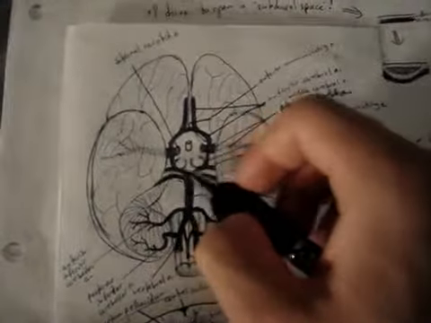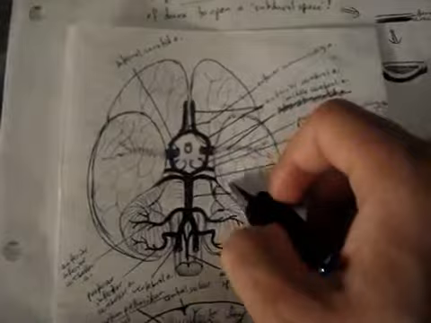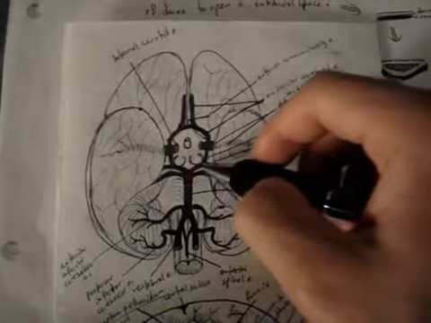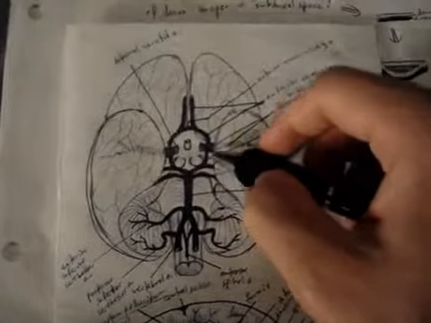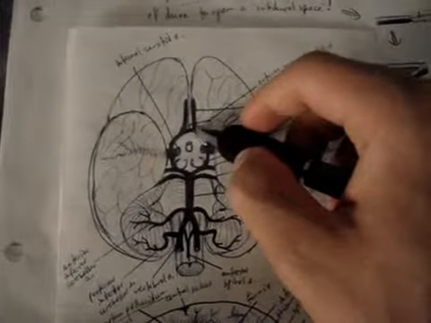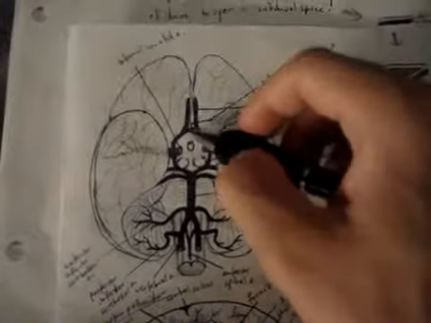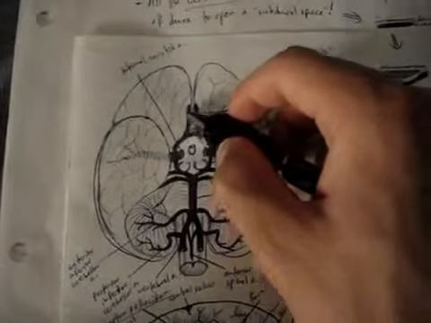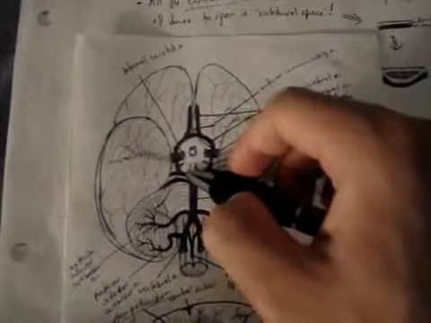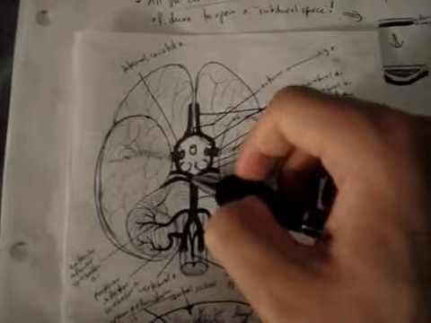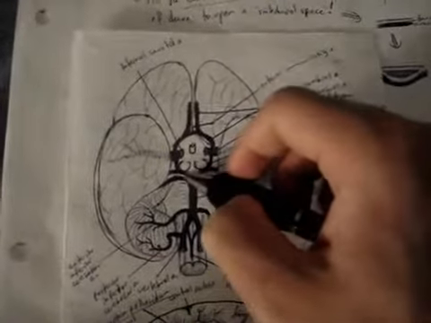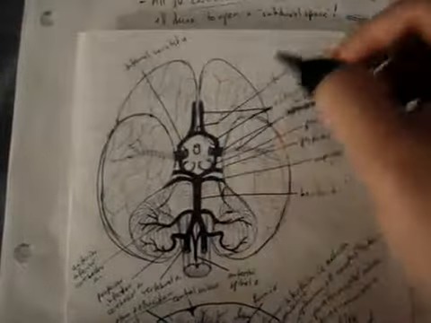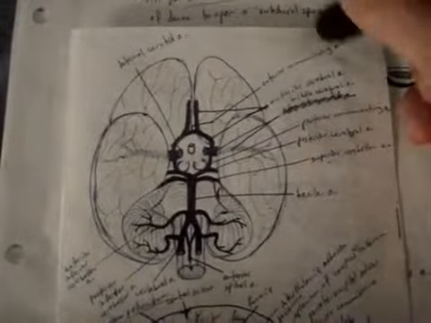From this region also come the posterior cerebral arteries. So these are the superior cerebellar, these are the posterior cerebral, middle cerebral, anterior cerebral. The circle formed by the anterior cerebral, anterior communicating, posterior communicating, and basilar here, and the posterior cerebral, this whole circular area here, is called the circle of Willis.